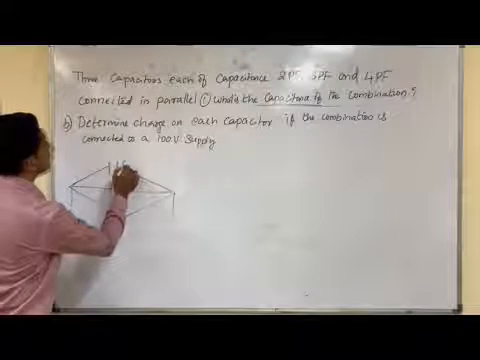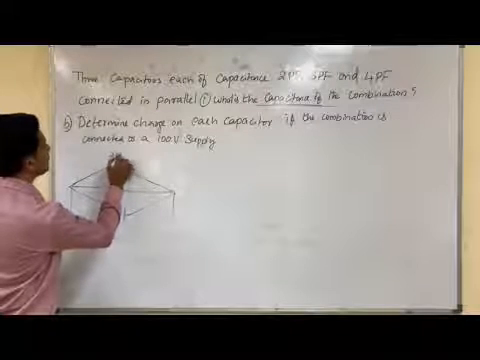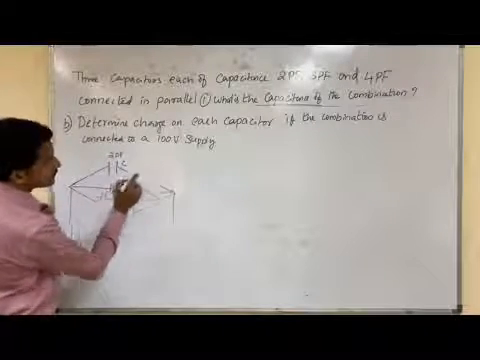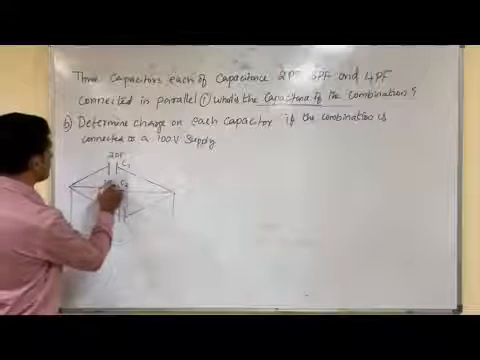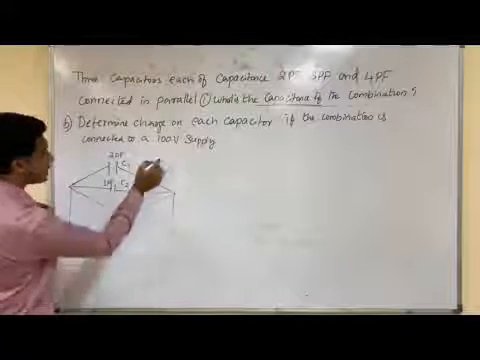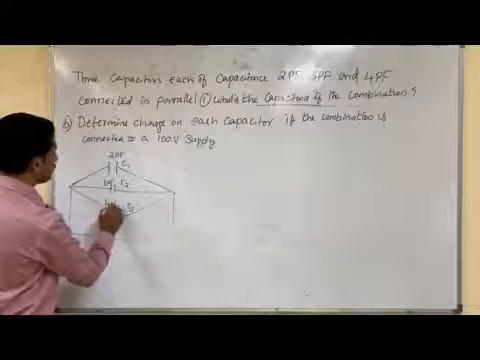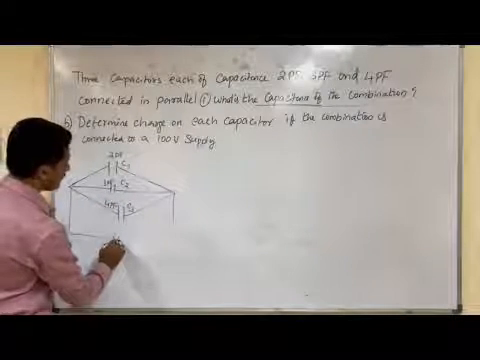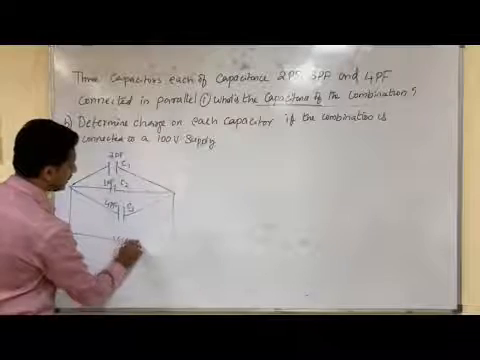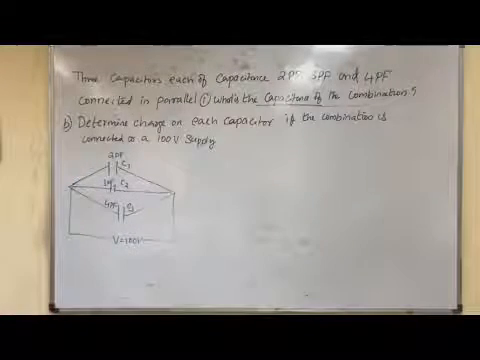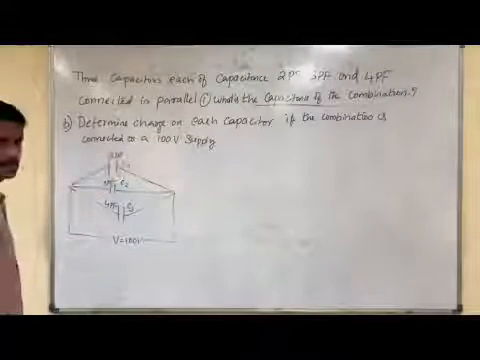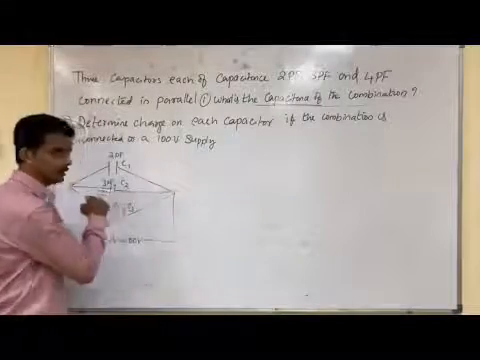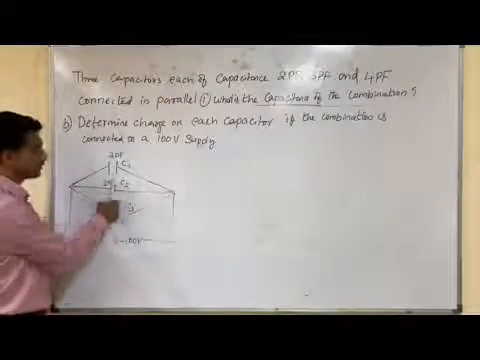So this is our C1. C1 is considered as 2 picofarad. C2 is 3 picofarad, and C3 is 4 picofarad, which is connected to a voltage source, V is equal to 100 volt, we can say. So here it is asking what is the capacitance of this combination. This is a parallel combination of capacitors.